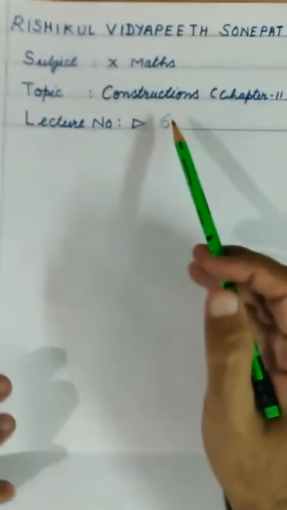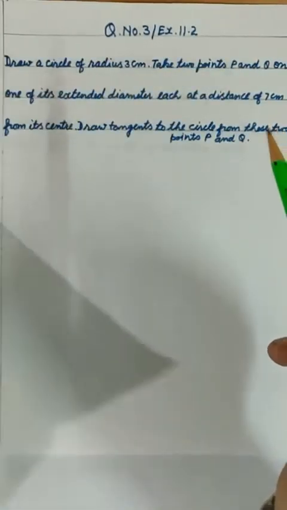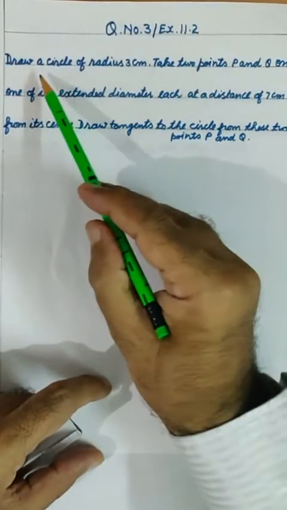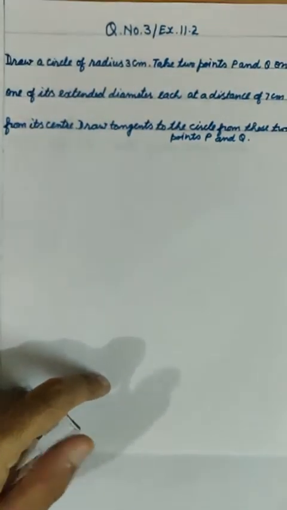Good morning students. Again in lecture number 6 of construction we are going to discuss question number 3 and 5 of exercise 11.2. First of all we are taking question number 3. Draw a circle of radius 3 centimeter. I think everybody is able to do this.